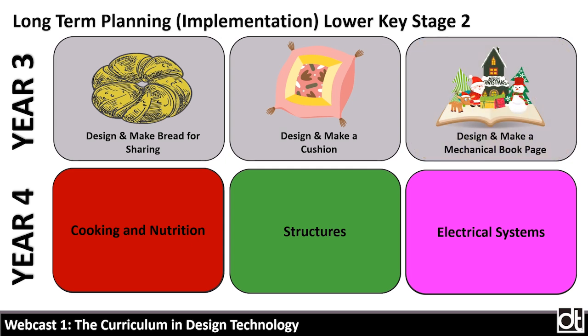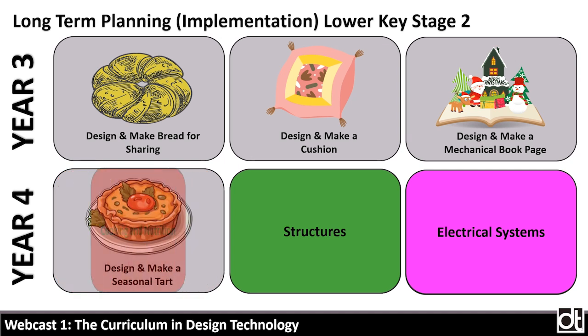Designing and making a mechanical book page extends children's knowledge of levers by linking them together to create movements on a book page. Having baked bread in Year 3, the seasonal tart project teaches children how to make pastry with either a fruit or vegetable filling. This provides opportunities to revisit those food preparation skills learnt in Key Stage 1, as well as learning about seasonality in food production.